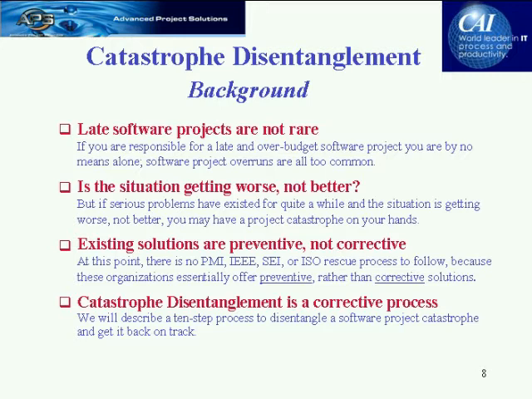Once again, catastrophe disentanglement then is a corrective process, and we describe a 10-step methodology or process to disentangle a software project and, as I said, get it back on track.